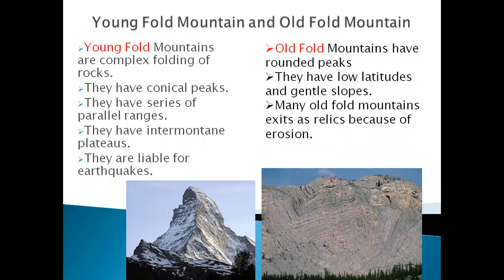Meaning and characteristics of fold mountain. Fold mountains are divided into two categories: young fold mountain and old fold mountain. The mountains which were formed 10 to 20 million years ago are known as young fold mountains. We can identify young fold mountains by their shape. Usually young fold mountains have a conical peak, and old fold mountains have a round peak.